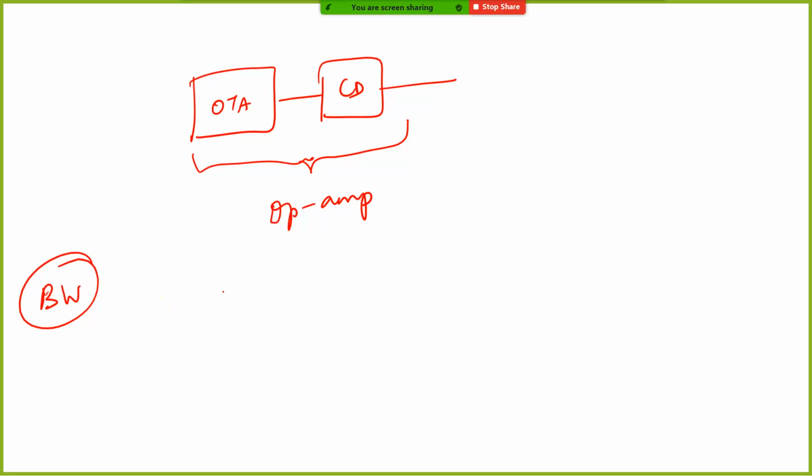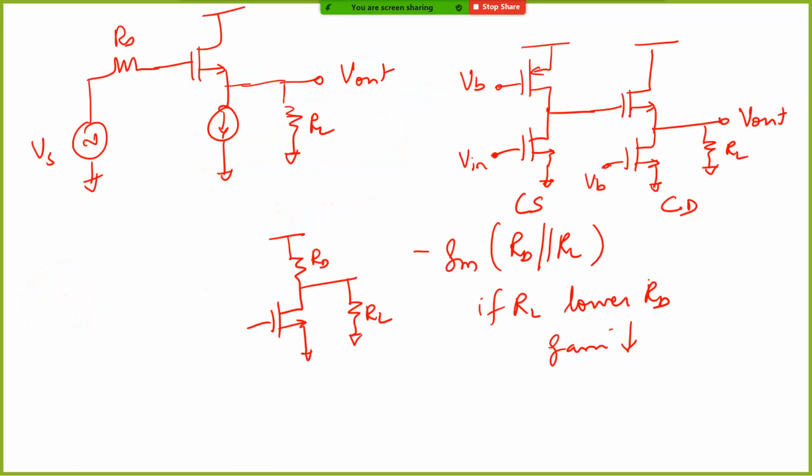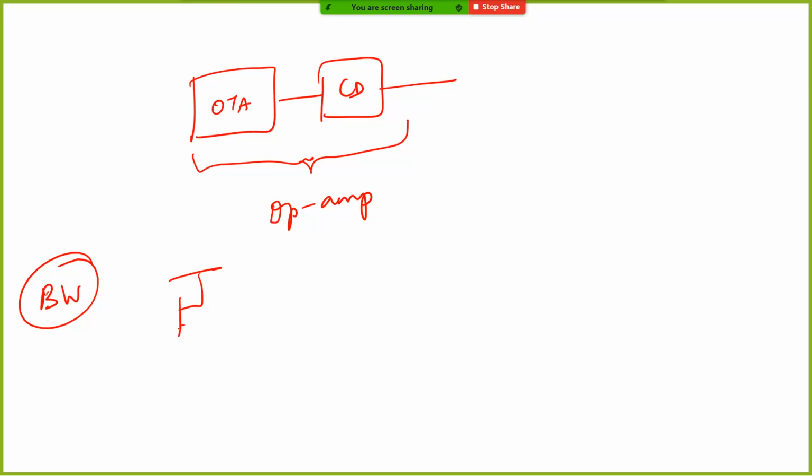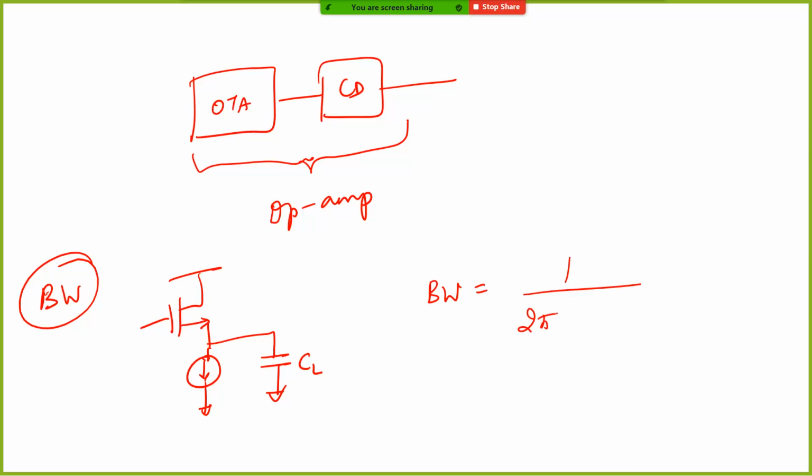Now let's also talk about bandwidth. When are we concerned about bandwidth? Let's say this is your current source, and let's not talk about the load impedance; let's just say there is a CL here. Now what is the bandwidth here? Bandwidth here is nothing but 1 by 2π Rout CL.